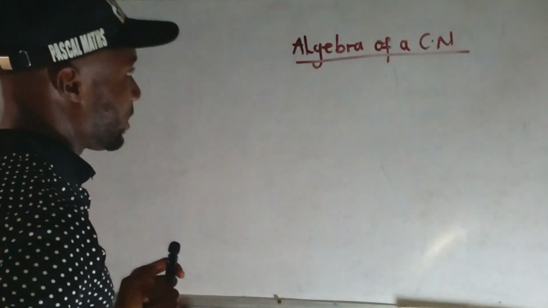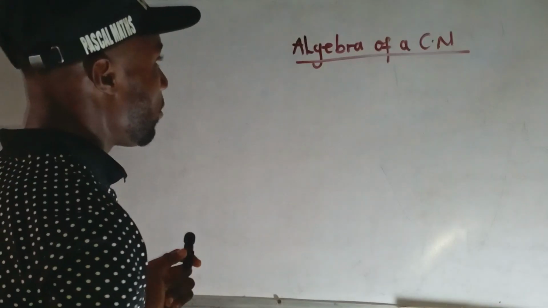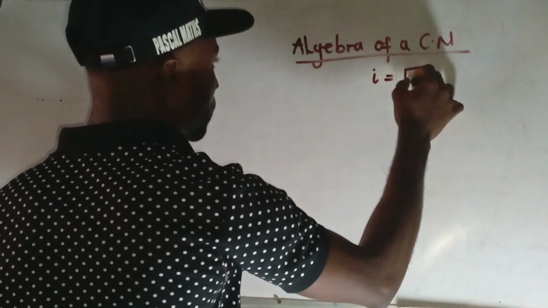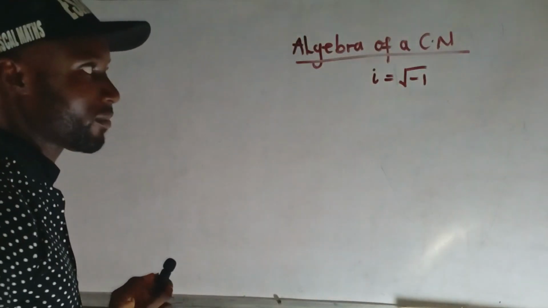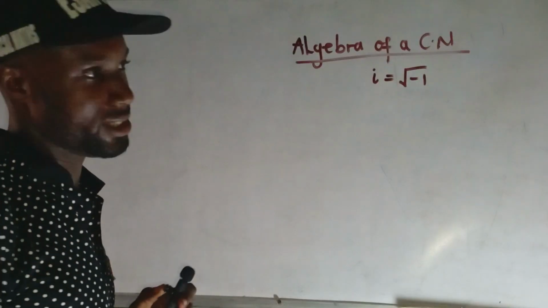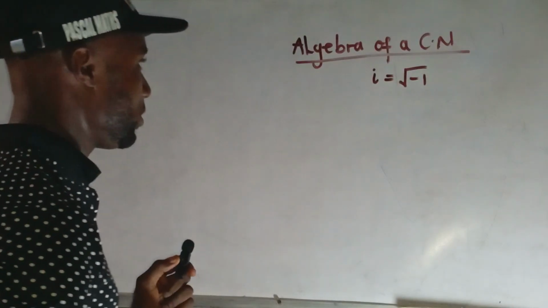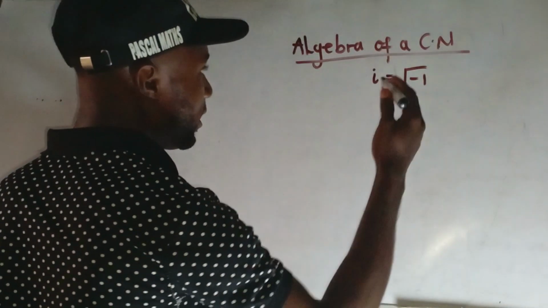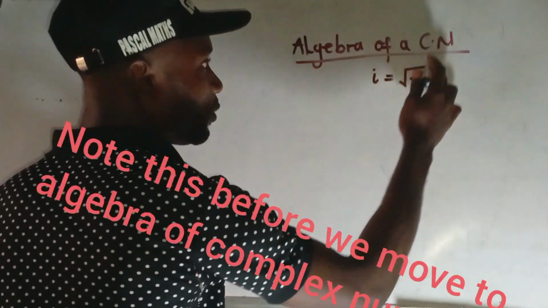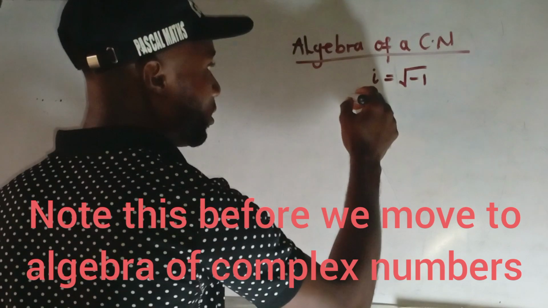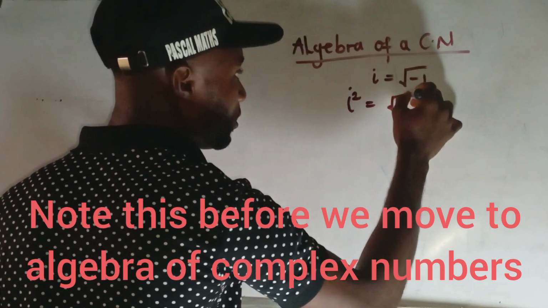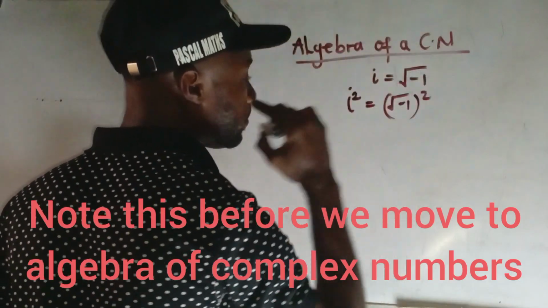But before we move straight to that, I would love us to notice that operator i is equal to the square root of -1. So I'm going to use secondary school knowledge to solve this, our indices in SS1, I think so. Now for us to have i squared, that means that I'm going to square both sides. So this raised to the power 2, and I will square this one raised to the power 2.